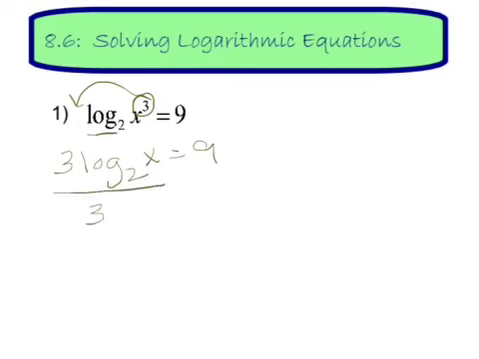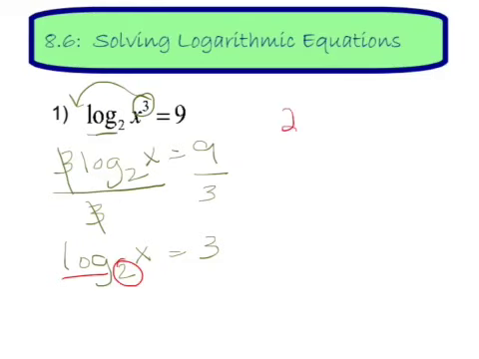Then I can divide the coefficient away and I get a much easier, simpler problem to solve. And from here, once I get it down to one logarithm, then I'm going to use my exponent form to solve it. So I'm going to start with the 2 and I'm going to say 2 to the third power equals x. And if I solve it, I get x equals 8.